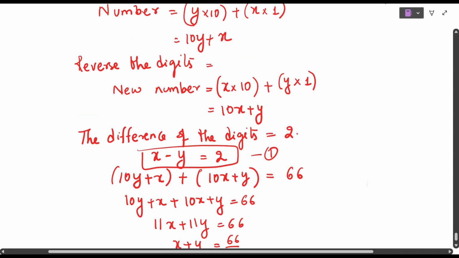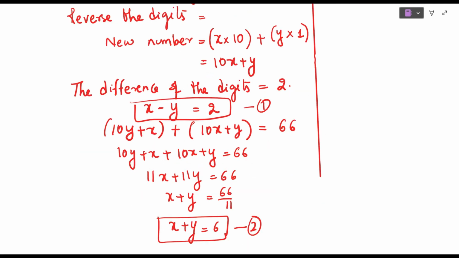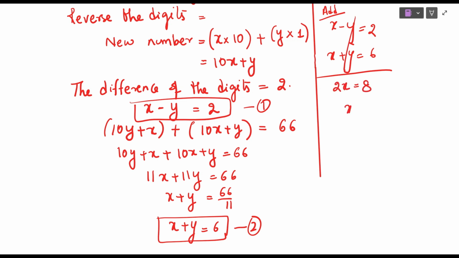Now solve these two equations, students. We have x minus y is equal to 2 and x plus y is equal to 6. Now I am going to add these two equations. Minus y plus y gives 0, and 2x is equal to 8. So x is equal to 8 by 2. Therefore x we got as 4.